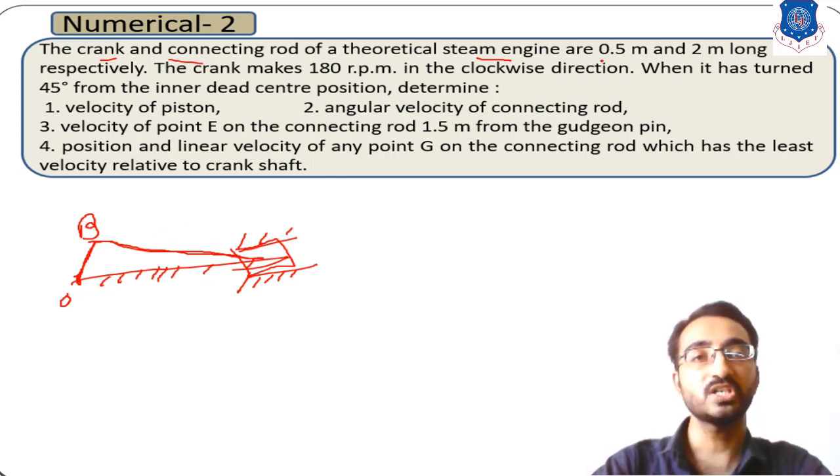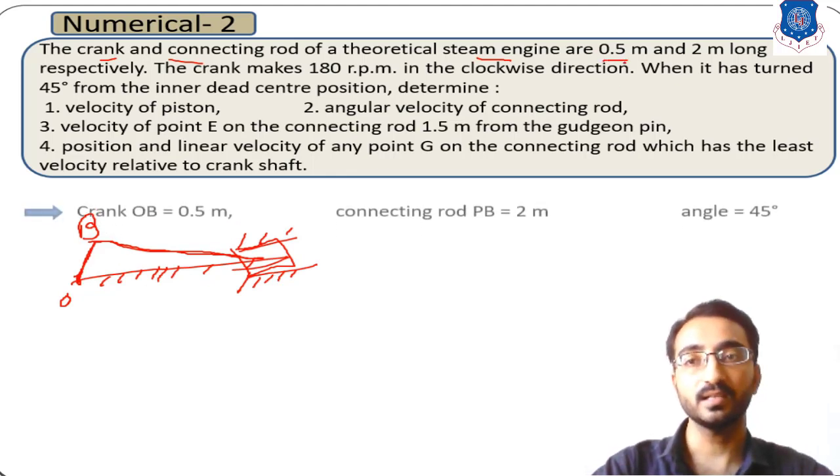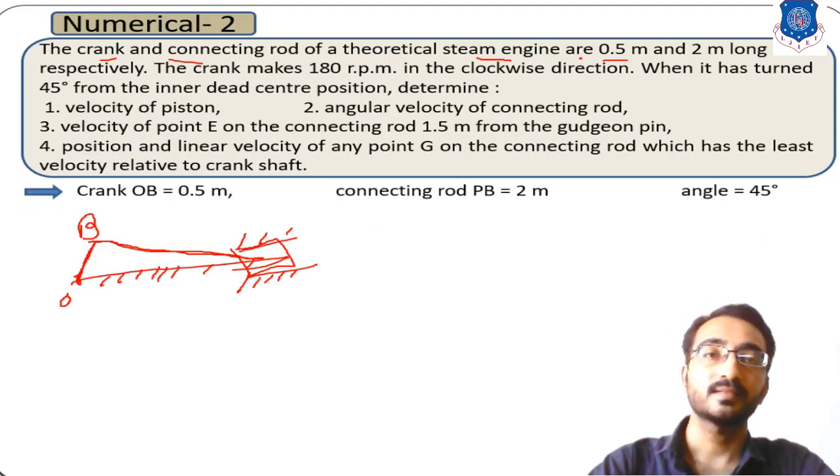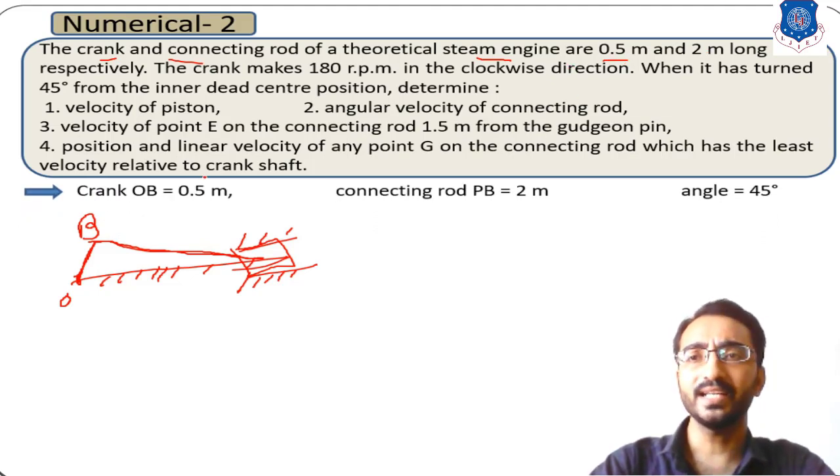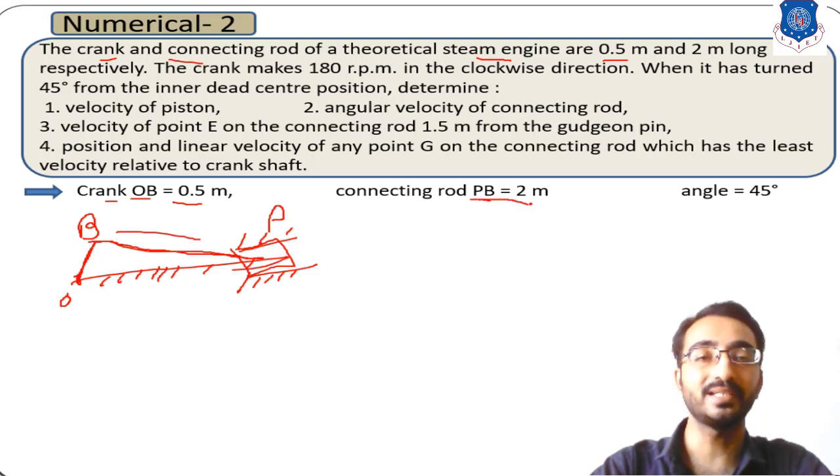Now to sketch this configuration, we have dimensions of 0.5 meters. So let's identify the data first. The crank OB is equal to 0.5 meter in length, and the connecting rod, with notation PB, if you consider the piston as point P, then the PB length is given as 2 meter, and the angle between them is given here as 45 degree.